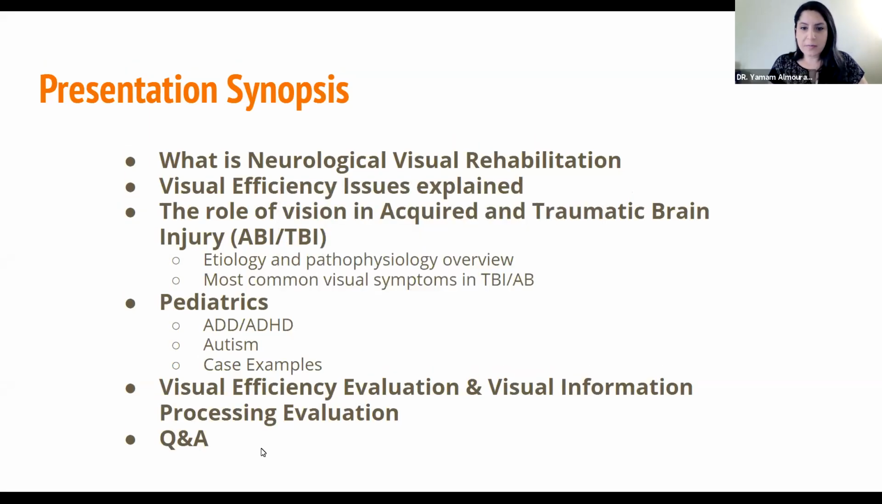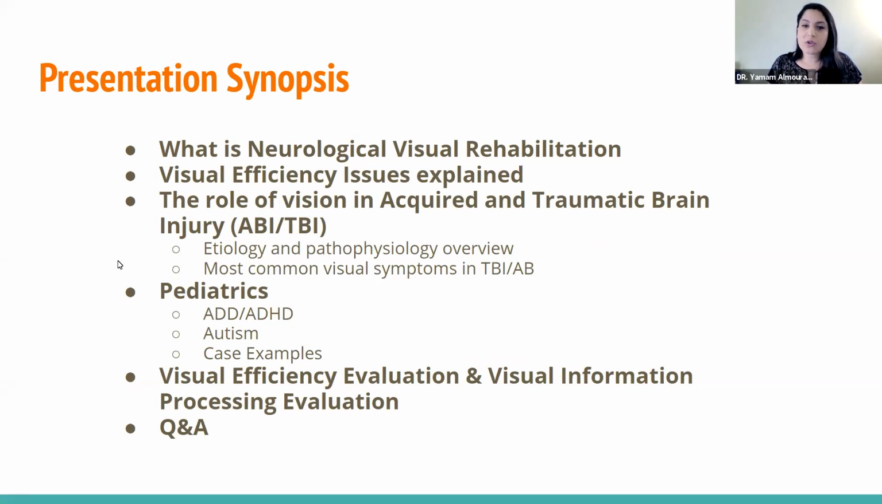Of what we will be talking about today. So we will discuss what neurological visual rehabilitation is, what's the difference between visual efficiency and visual information processing, the role of vision therapy in both acquired and traumatic brain injury, so its cause, its pathophysiology, and most common visual symptoms that you see in your patients with TBI or ABI.